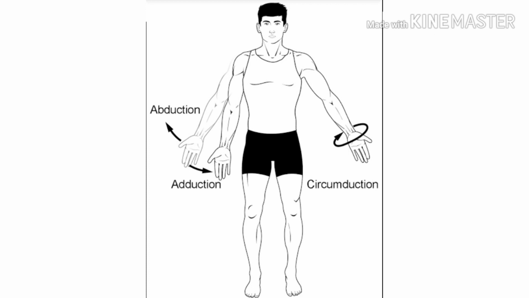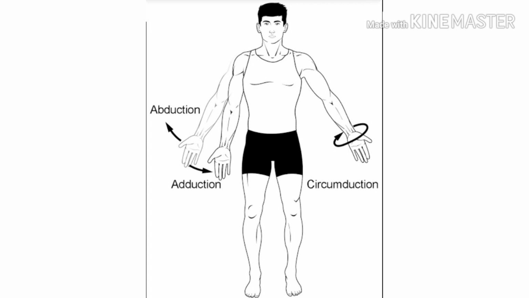Abduction. It describes the movement away from the median plane, away from the middle finger in hand or away from the second toe in foot. Adduction. It describes the movement towards the median plane or toward the middle finger in hand or toward the second toe in foot.